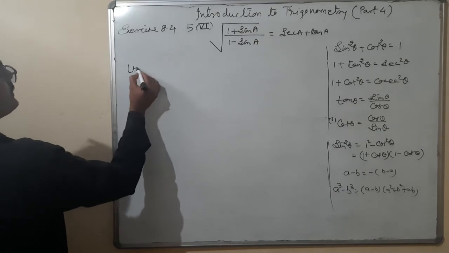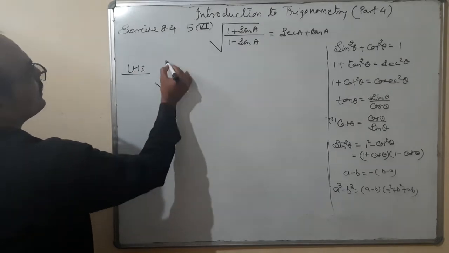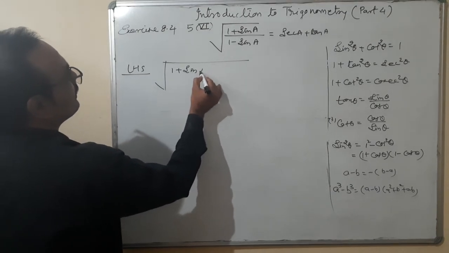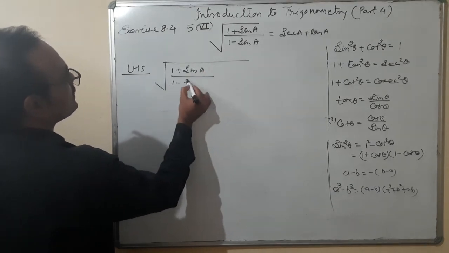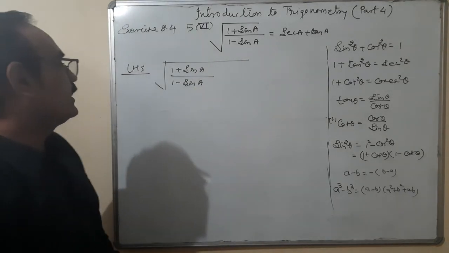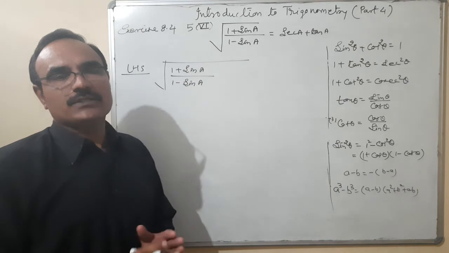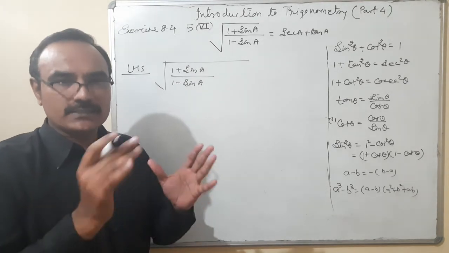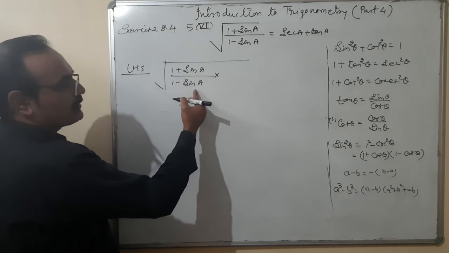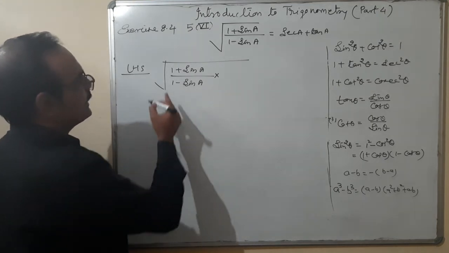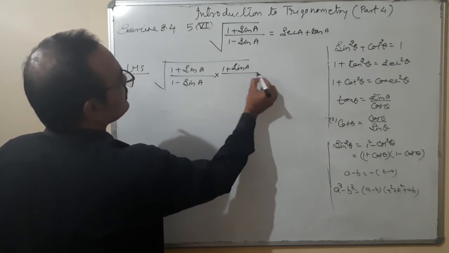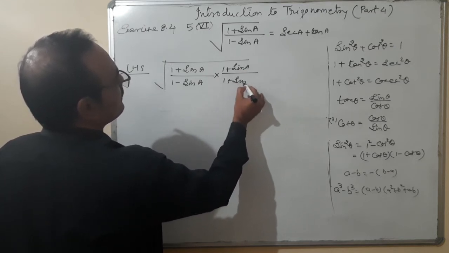Again, LHS: under root, 1 plus sine A upon 1 minus sine A. Here also I want to give you one clue. If the terms are like this inside a root, generally we have to rationalize the denominator inside the root. 1 minus sine A is here, so we divide and multiply it by 1 plus sine A. Inside the root it is 1 plus sine A, and that is also 1 plus sine A.